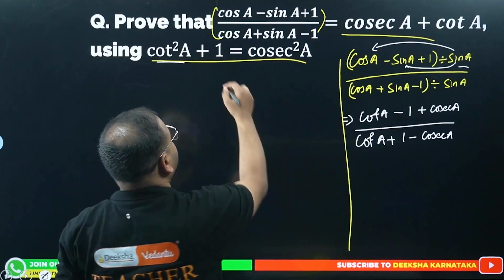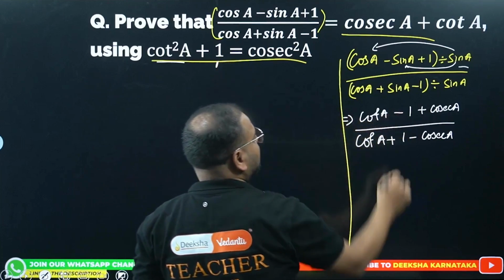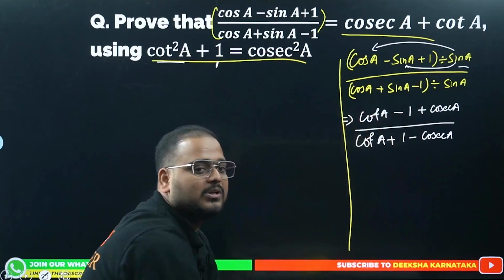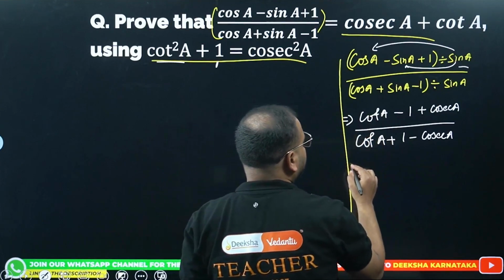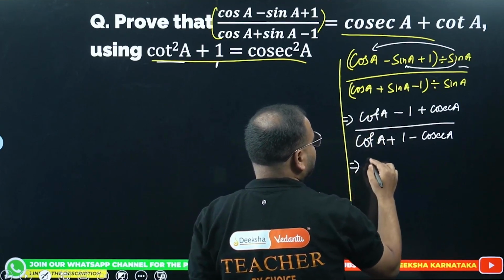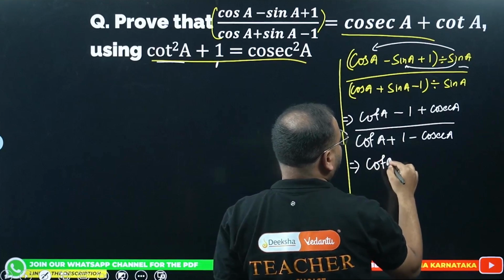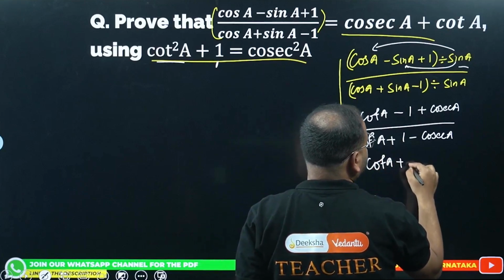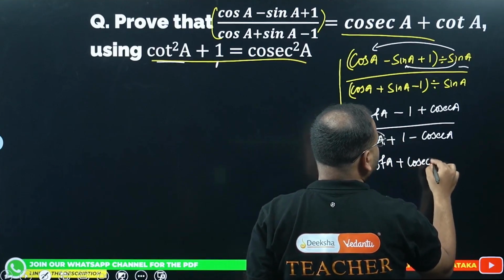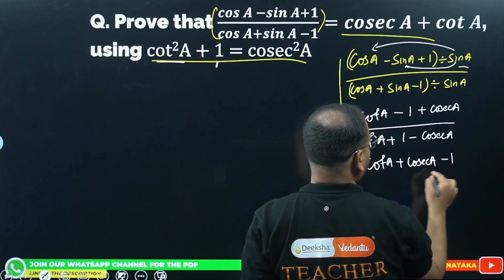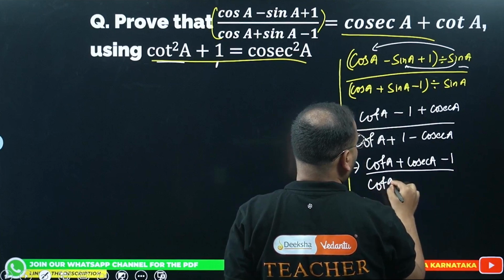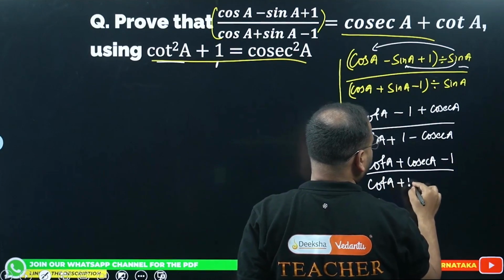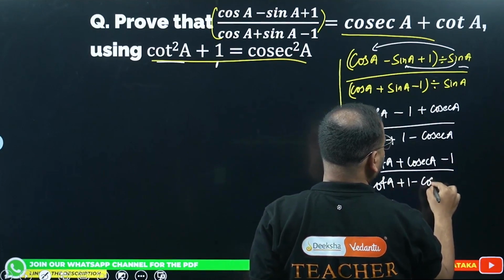I have 1 present. Check here: 1 is here and 1 is here also. So I'll separate the 1 on one side. Let me write for the numerator: cot A plus cosec A minus 1, divided by what? Cot A plus 1 minus cosec A.